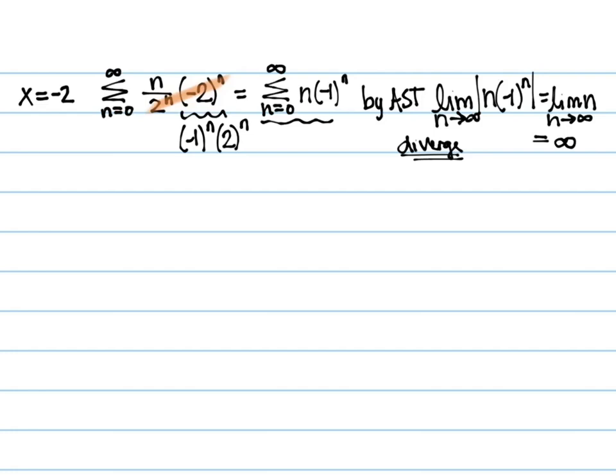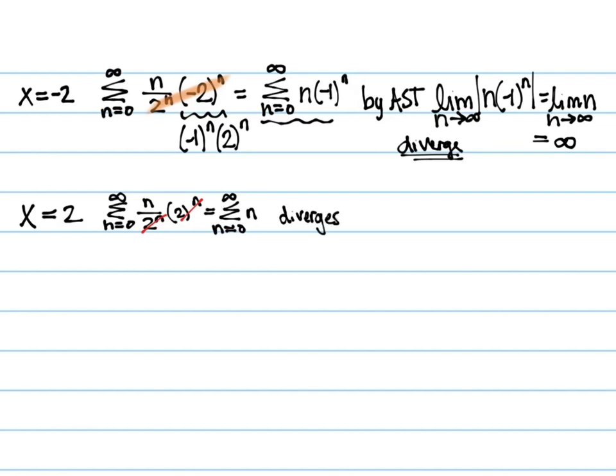So let's try it at x equal to 2 now. That's the second piece, x equals 2. So I have the summation from n equals 0 to infinity of n over 2 to the n times 2 to the n. What do I get? Summation of n. Is that going to converge or diverge? Diverge. Why, or by what test? Yes, it diverges by the nth term test.